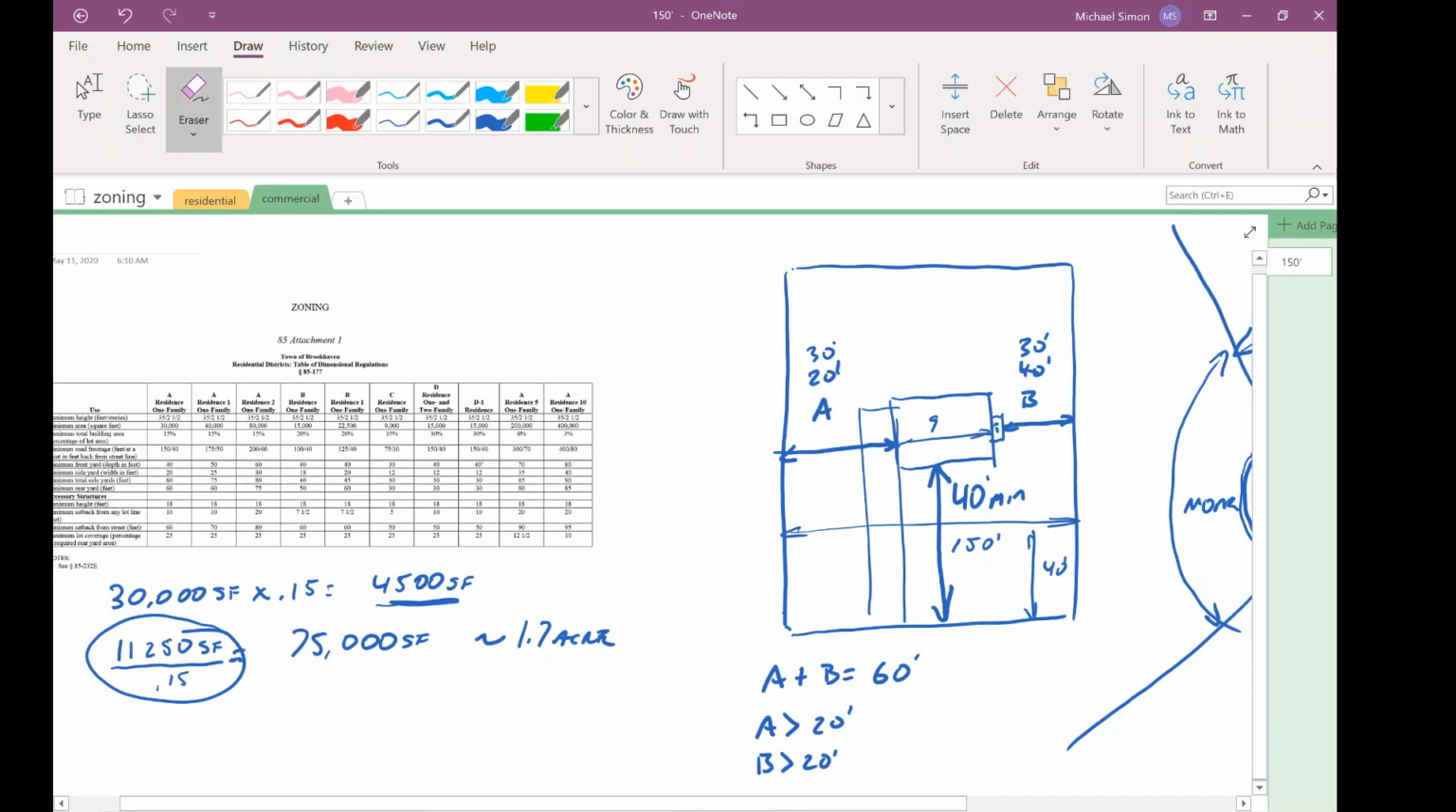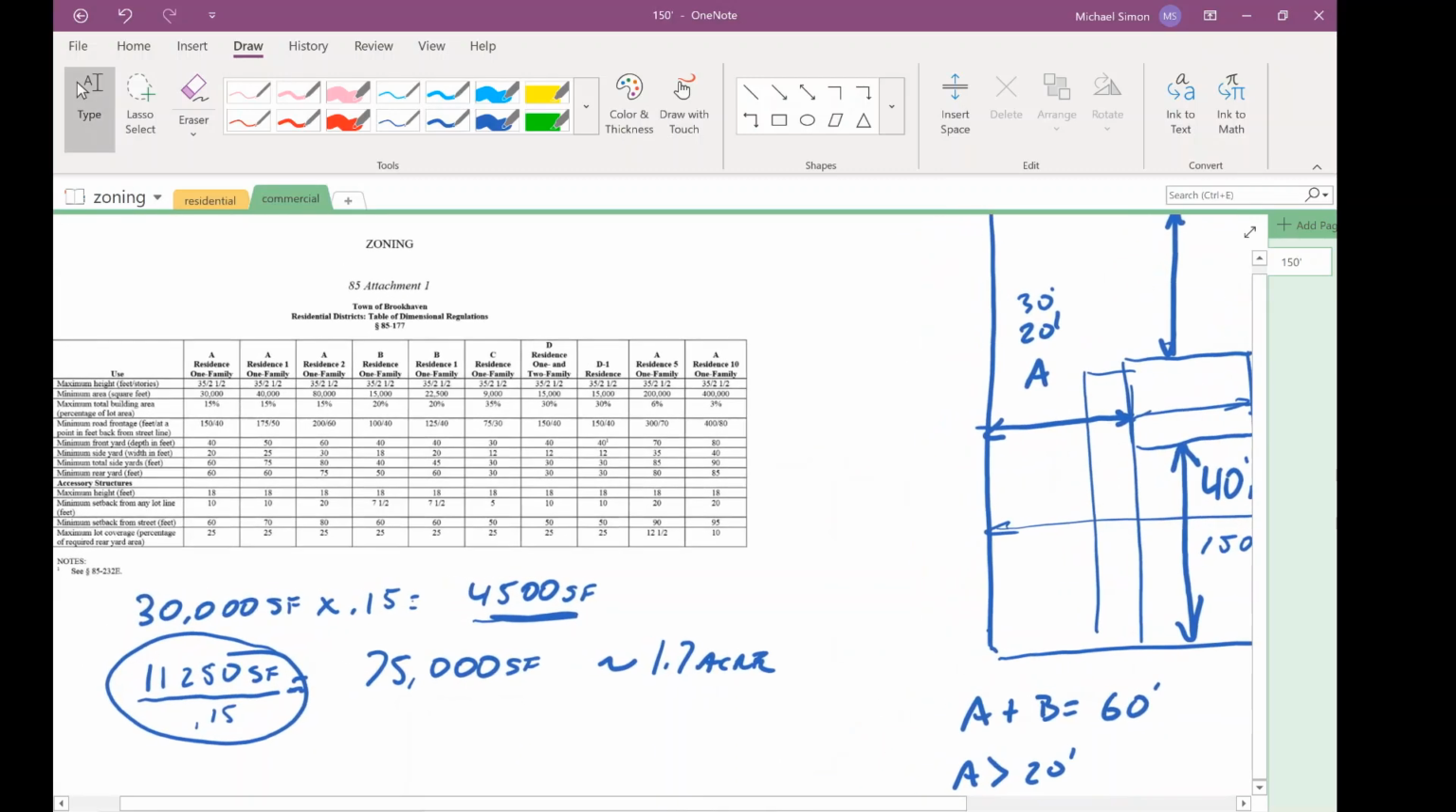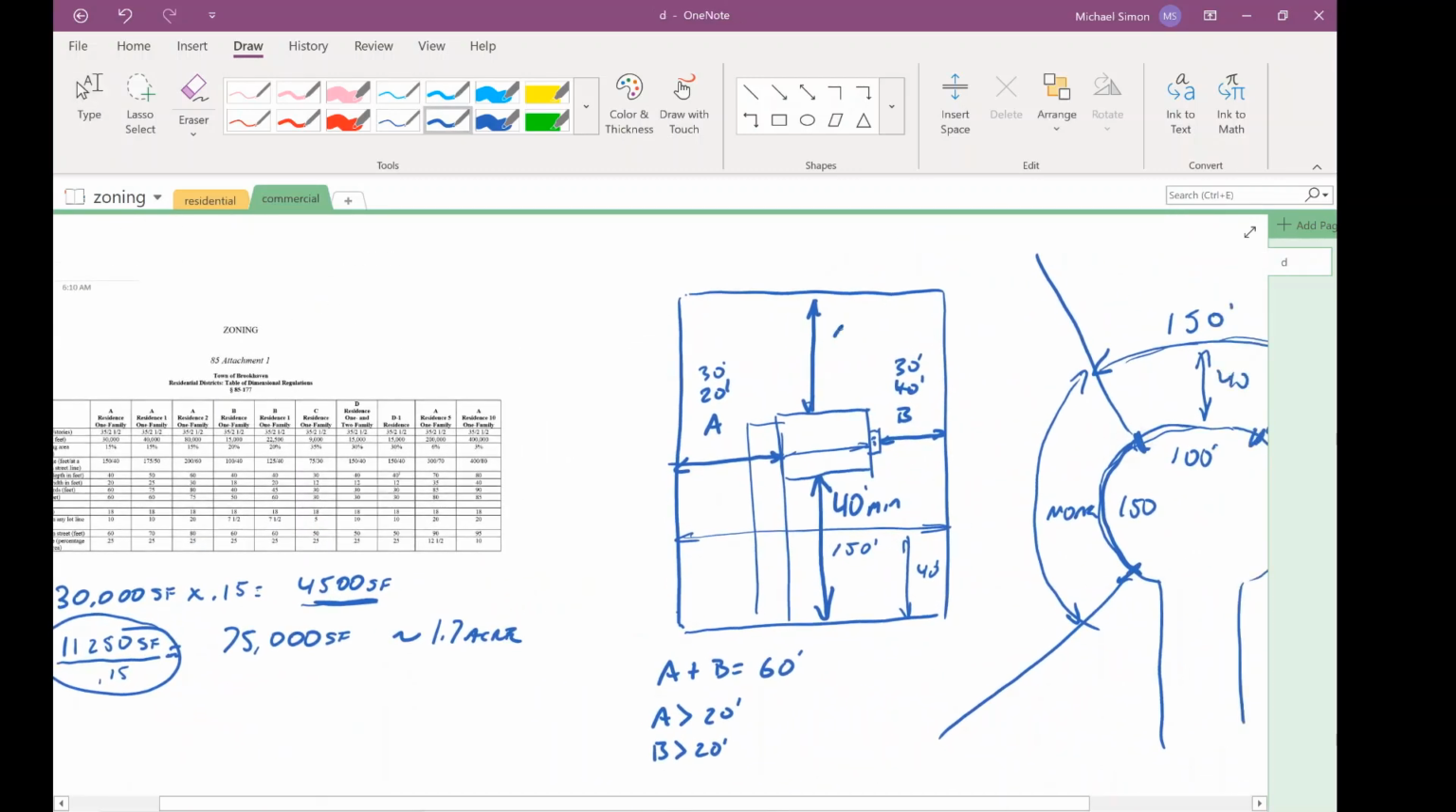These are all minimum dimensions. It doesn't have to be that big, it doesn't have to be bigger than that, but this is the smallest it can be. That's really the basics of what they allow you to do with the property. Oh, the rear yard. Rear yard setback, that is 60 feet.